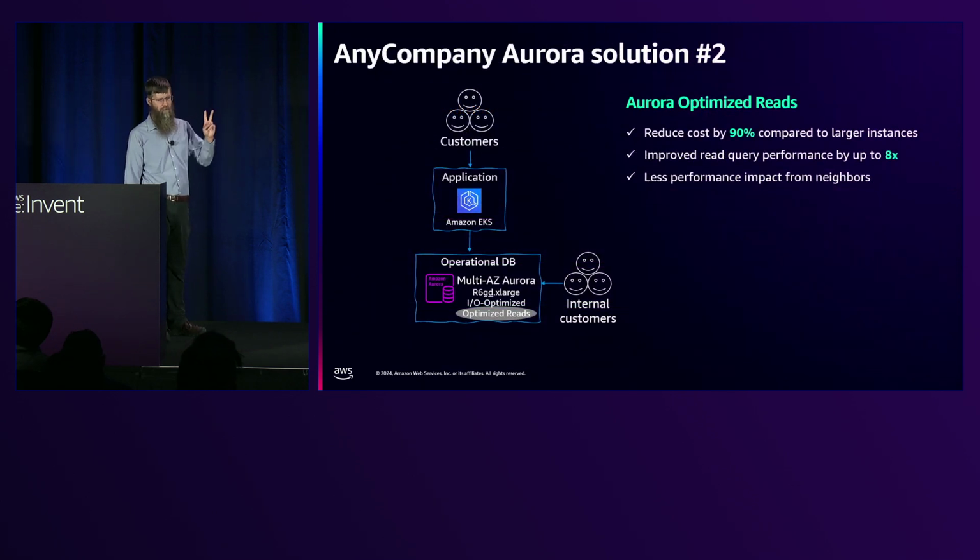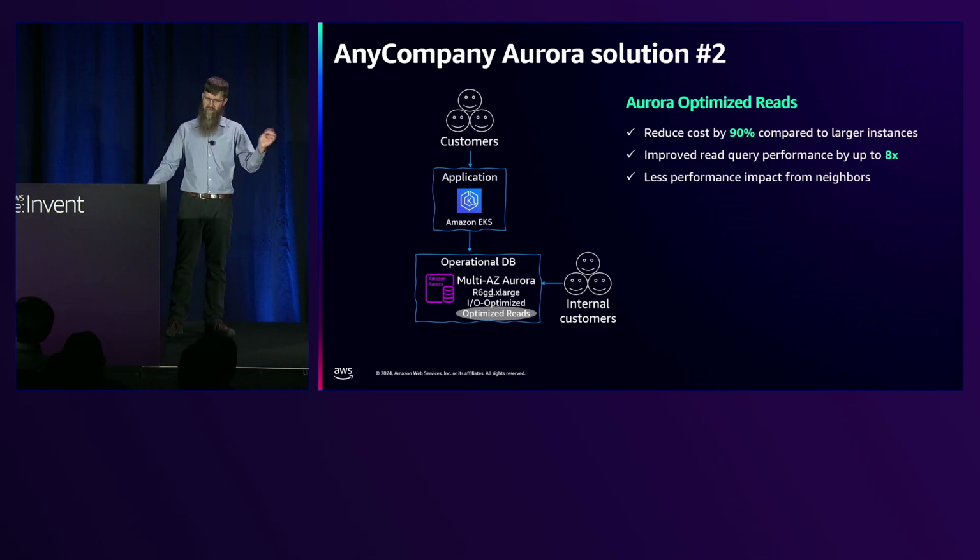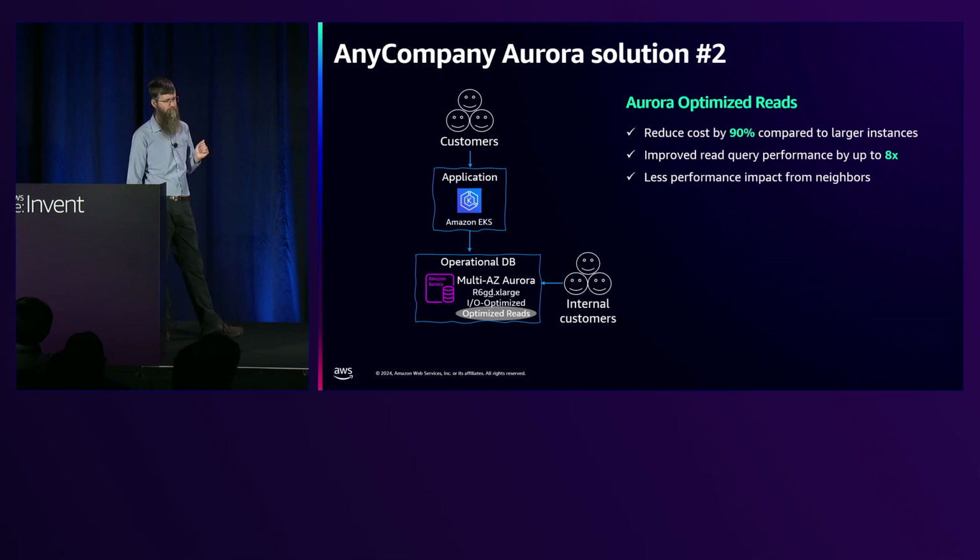All right, so the solution to that challenge number 2, what did we do? We used IO optimized, reduced our cost by 90%, and it was easy. We just switched instance type, that was it.